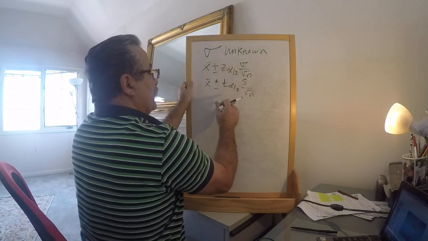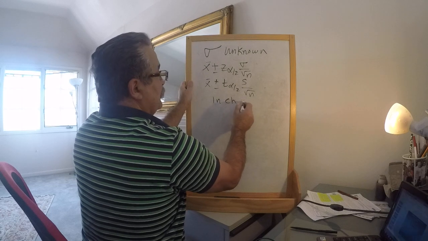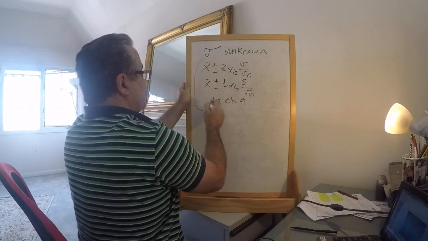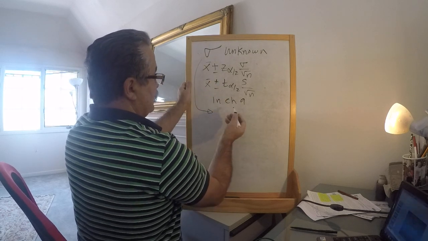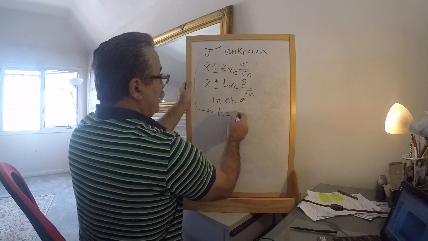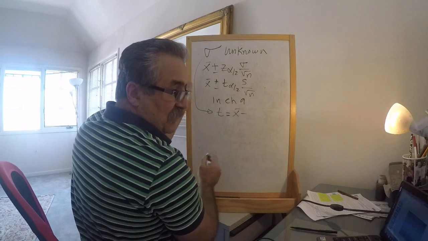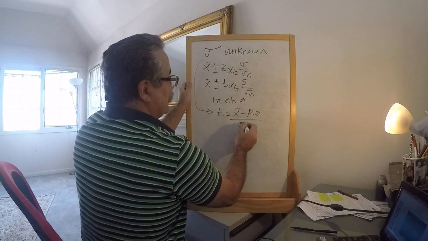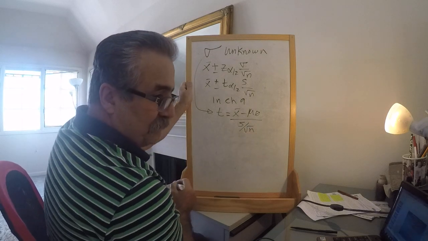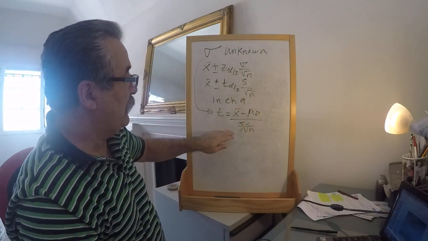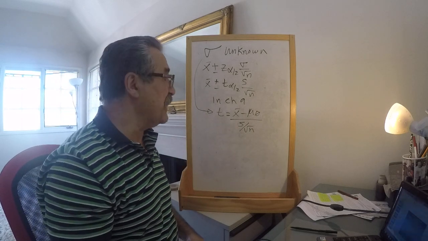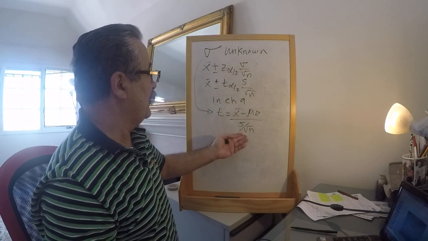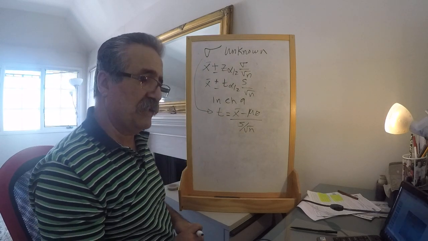Similar to this situation in chapter 9, we have sigma unknown case, which instead of using z, we use t equal x bar minus mu sub 0 divided by s over square root of n. S being the standard deviation of the sample, because we don't have the sigma. We use S and then we use T.